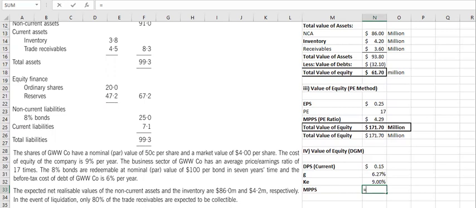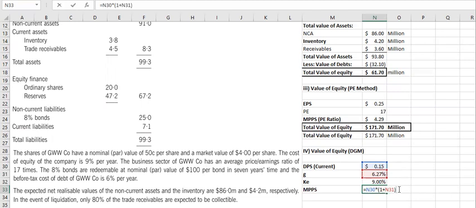Now let's find out the market price per share using the dividend growth model. The formula for the dividend growth model is the current dividend times 1 plus G. Why are we multiplying it by 1 plus G? Because we need to find out the next year's dividend. So the numerator value should always represent the next year's dividend. Since we did not have the next year's dividend, we have used the current dividend, and by multiplying it by 1 plus G, we are converting it into the next year's dividend.